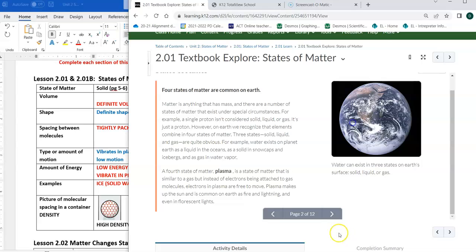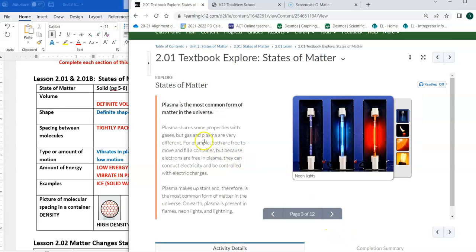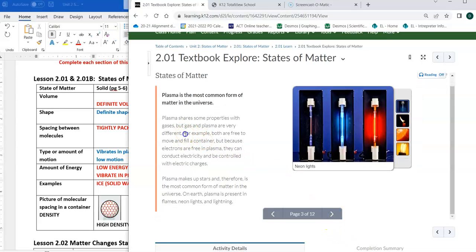Okay, and then the picture. I gave you the picture, and then you can see there's a little more information right here, right? Free to fill the container. They have super energized electrons, and so on.